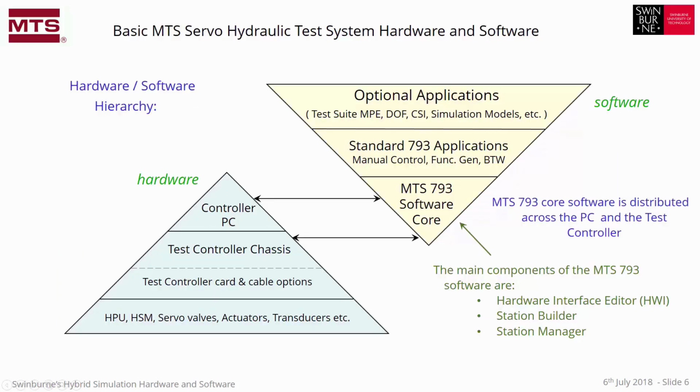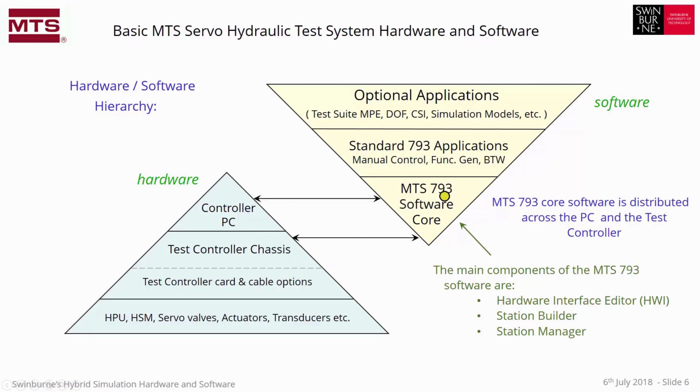So now I add on the right-hand side an inverted triangle, which shows the core software components and options that complement the hardware. At the bottom of the software triangle, we have the MTS 793 core software, which is distributed both across the controller PC and the test controller.